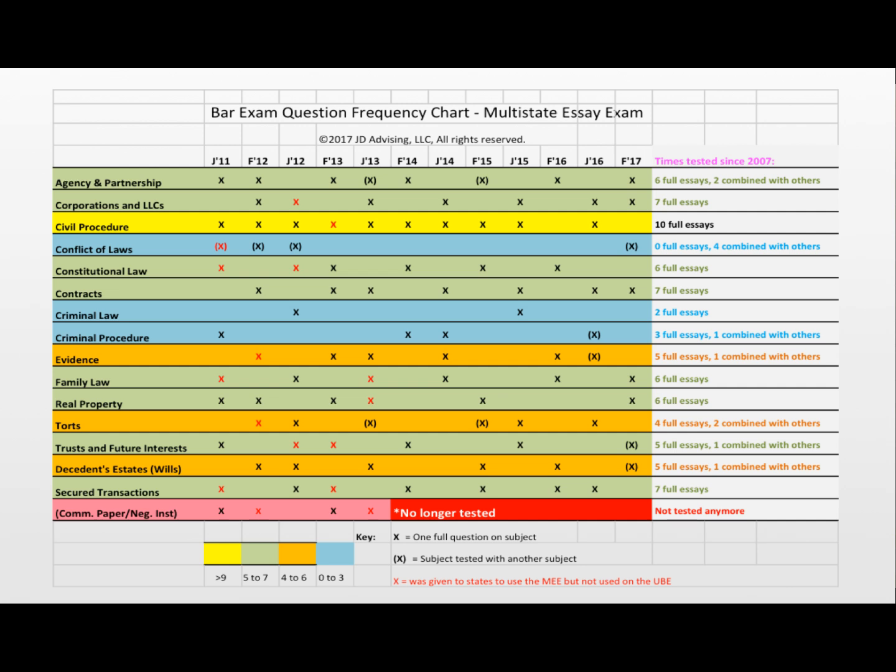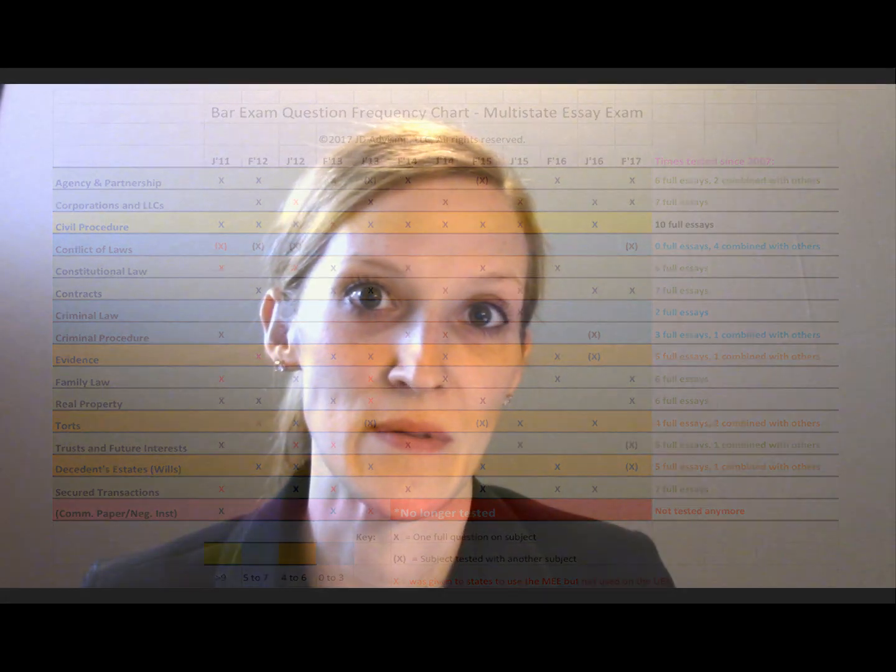These are all subjects that have appeared on the uniform bar exam. For states that administer the multi-state essay exam but do not administer the uniform bar exam, they could choose which subjects to put on their exam. And that's why you see there's some red X's. This means states could put it on their exam, but it was not on the uniform bar exam those years. If that's confusing to you, don't worry about it too much, because now we live in a post-2013 world, and there's only 6 questions that states can choose from, whether or not they administer the uniform bar exam or whether or not they administer just the MEE portion of the uniform bar exam.